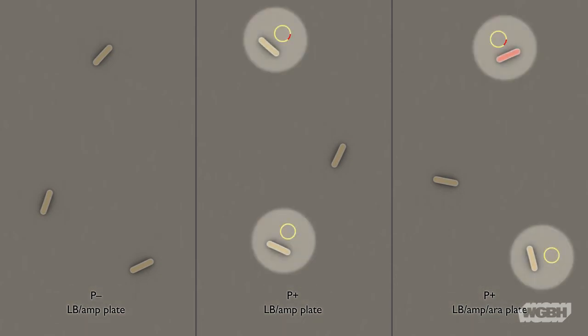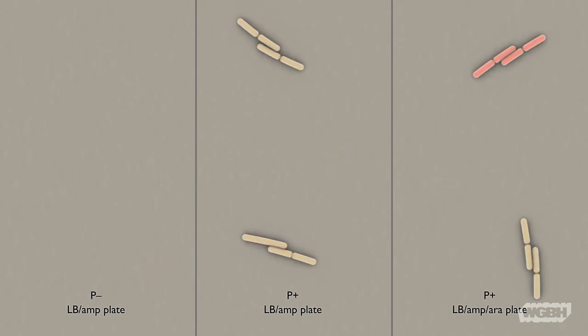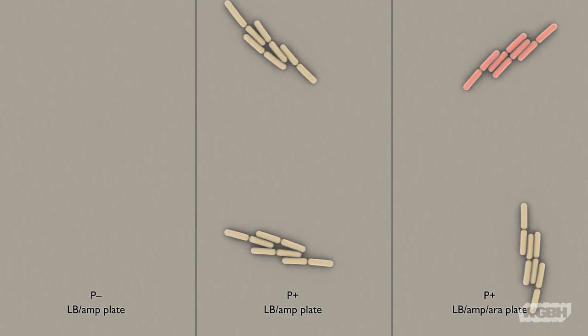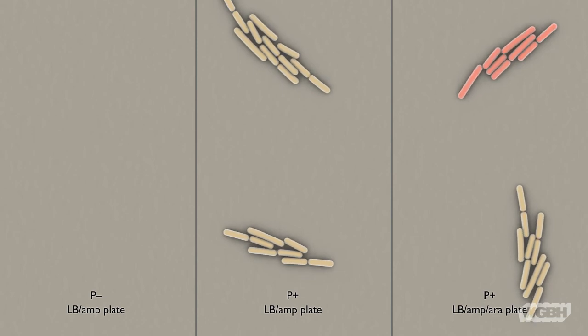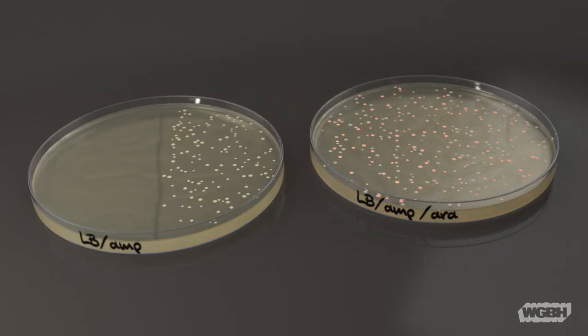After a 24-hour incubation period, any cell that was transformed with plasmid survives and divides to form a colony in the presence of the antibiotic ampicillin. However, only cells that were transformed with plasmid and grown in the presence of ampicillin and arabinose will result in red colonies. We expect these red colonies to have synthesized the mutant fluorescent protein, MFP.